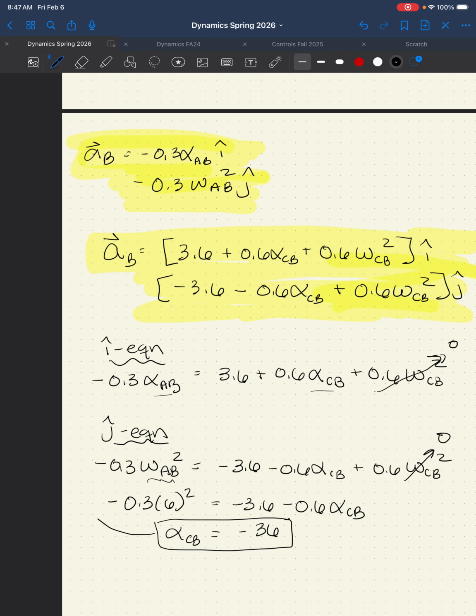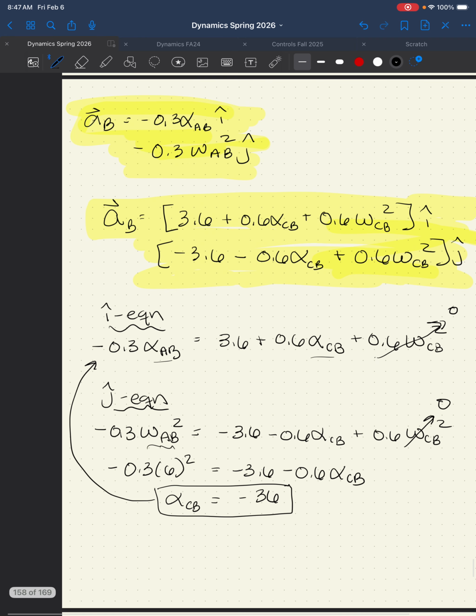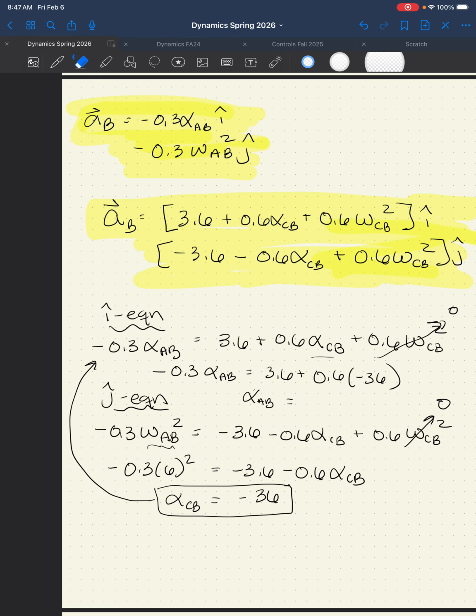And now I can plug this in my I equation. So I'll have minus 0.3 alpha AB. I want to solve for alpha AB. Minus 0.3 alpha AB equals 3.6 plus 0.6 times minus 36. Okay, so alpha AB then, sorry, this is not correct. This comes out to 12. And then this becomes 12, and alpha AB is minus 36.